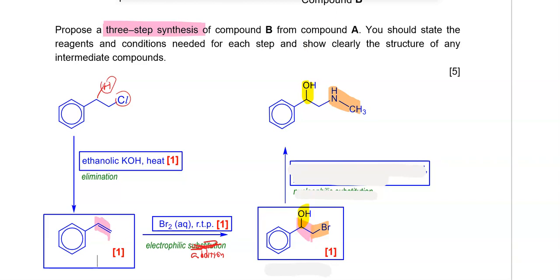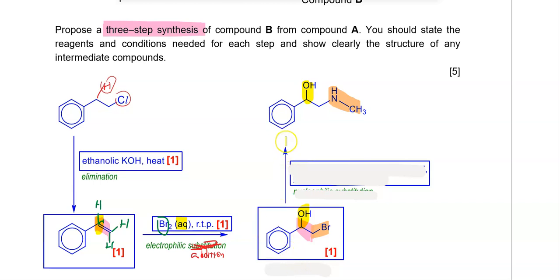Okay, so just a quick recap on your concepts here. In this case, there are 2 hydrogens on this terminal carbon. There's only 1 hydrogen on this carbon. So based on your Markovnikov rule, your bromine electrophile will be added to the carbon with more H, and therefore generate a carbocation on this carbon here. Okay, this carbon here, and that's why your water, which is from the aqueous state, can form your alcohol.